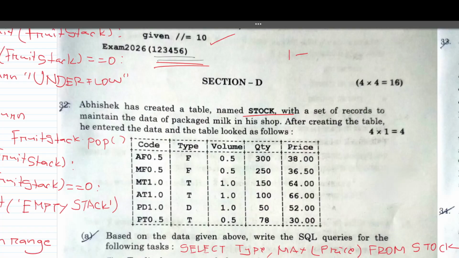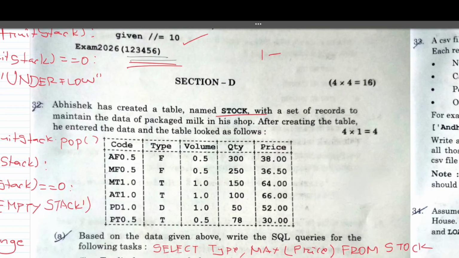Maximum price for each type of milk. So I need to do this group as well. It is group by actually type. According to the type, I need to group them and I need to figure out.